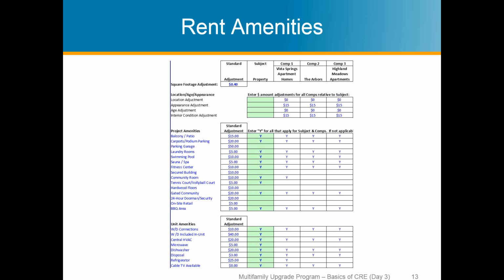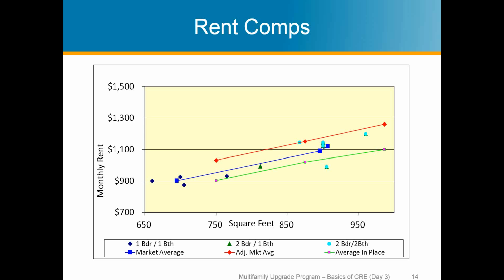So all these amenities need to be adjusted and analyzed. This way we get a real good feel for what we feel the adjusted value of the market or economic rents are. This is very similar to what appraisers do when they look at houses and try to evaluate houses. And then all this data is simply mapped out, right? So in my green bars with little pink middles, this is the average in-place rent. My blue bar with the blue dots, it's the market average. And then my red lines or red dots, it's the adjusted market average.